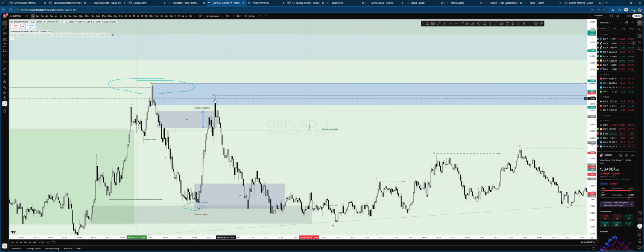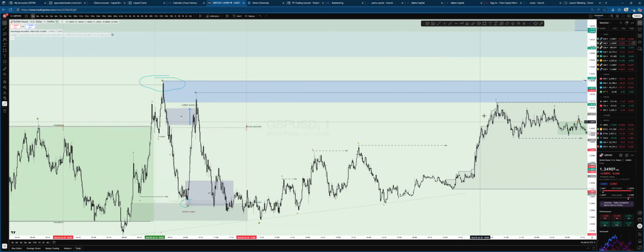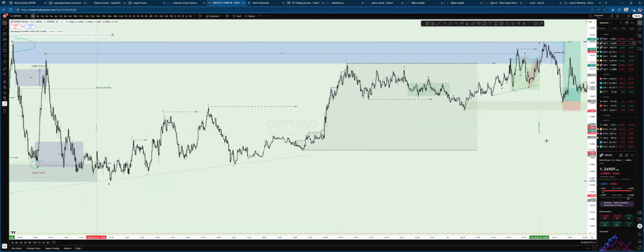Yes, price did come back and mitigate right here at 10 and 9. It came back, but it only mitigated 50% of them, so there's still more liquidity within that zone. That's what he went for. He said he went for that trade and it worked out. So that was a trade that hit my stop loss.